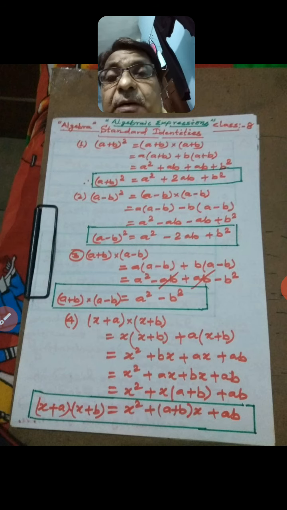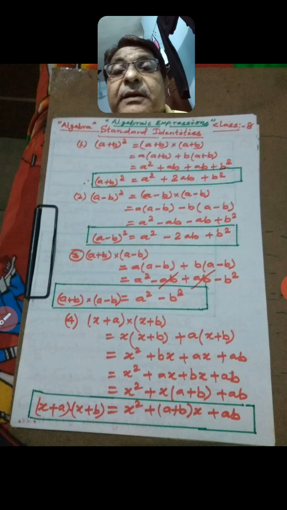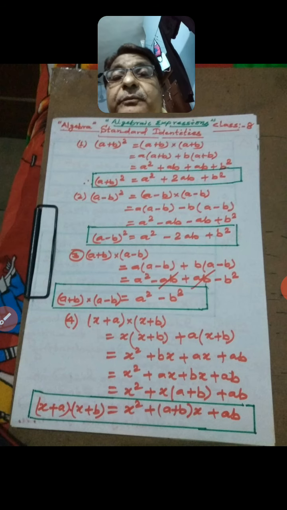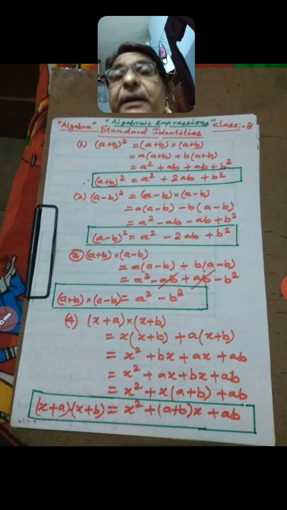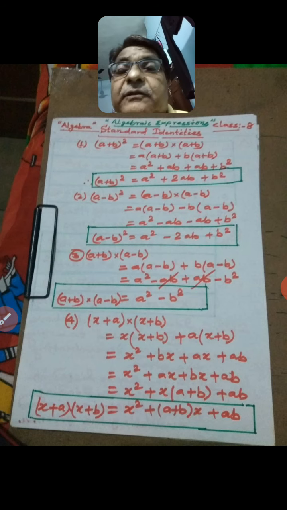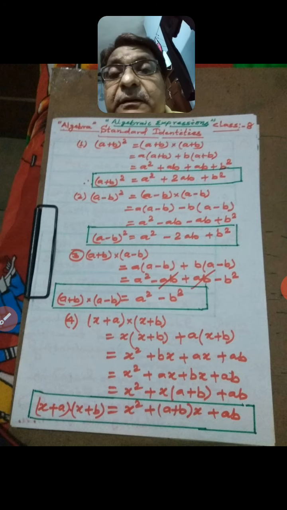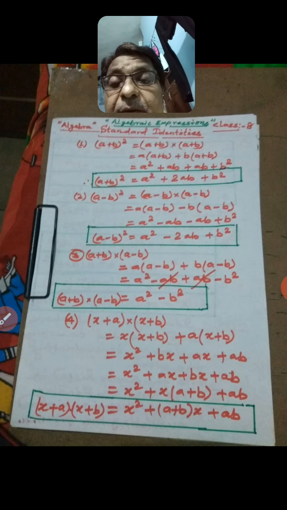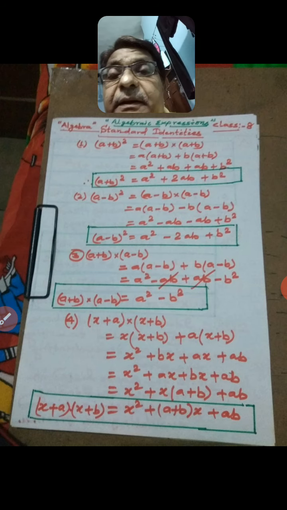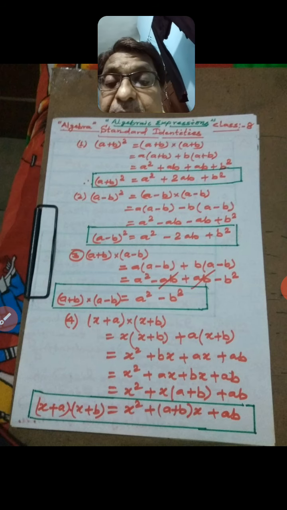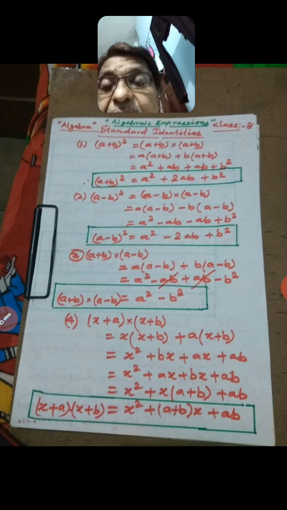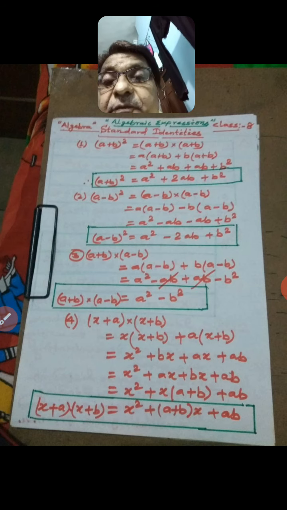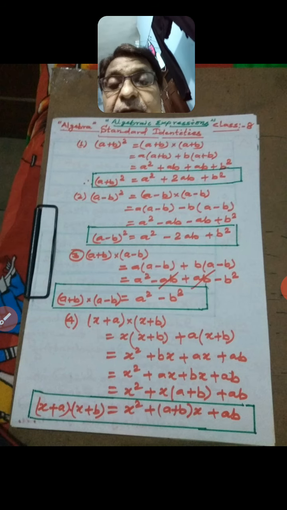Now come to the fourth one, because we have to see its application and use also. A little bit fast: when x plus a is multiplied with x plus b, what will be the result? In a similar way, you go on with the multiplication, taking x of x plus a, multiplying with x plus b, and then taking plus a of the first bracket, multiplying with x plus b. You will get the result in the next step: x square plus bx plus ax plus ab.